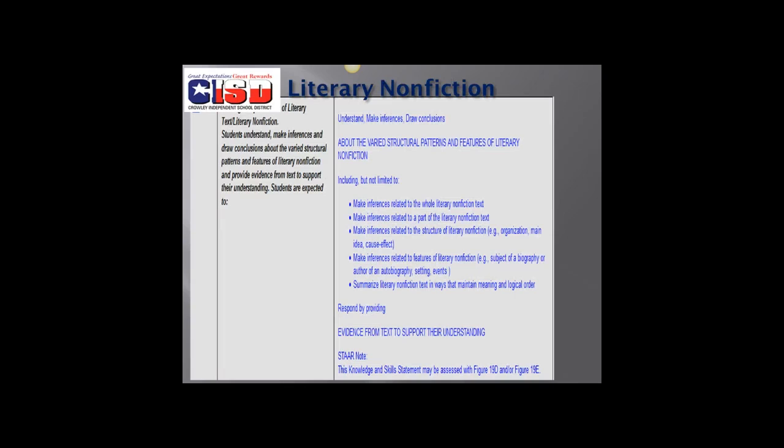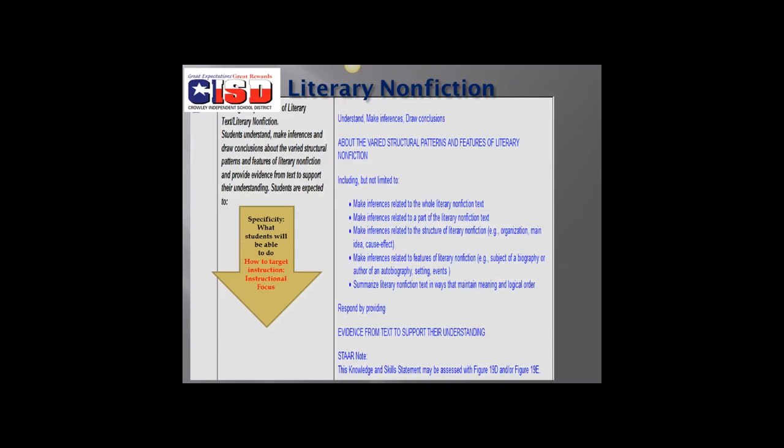First, let's take a look at our knowledge and skill statement for literary nonfiction. As we deconstruct this standard, we see the cognitive levels of expectations, the content, which are structural patterns and features, and of course our context is literary nonfiction. Now let's pay particular attention to the specificity. This is what students will be able to do. More specifically, these are the types of inferences students will be required to make.